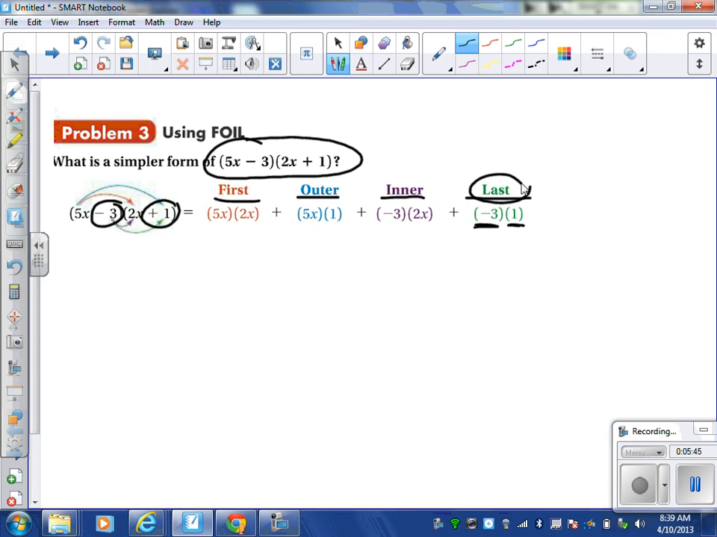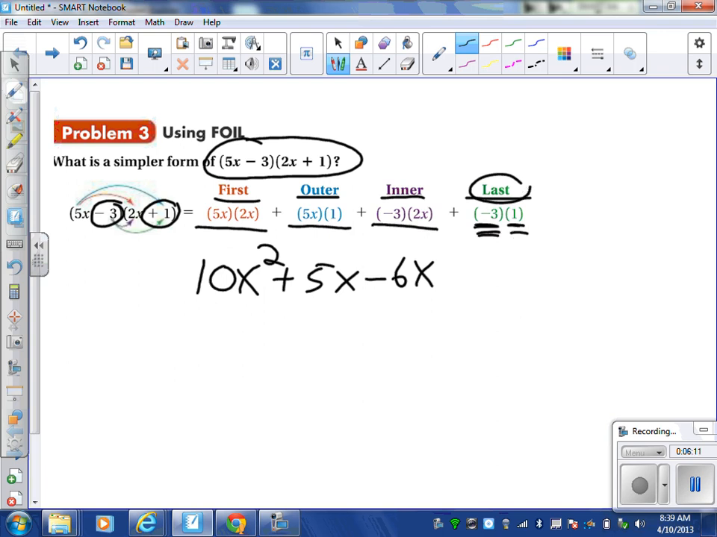What's our next step in doing this? We're going to take 5x times 2x, and we're going to get 10x squared. Plus, we're going to take 5x times 1, and get 5x. And then we're going to take the inner, negative 3 times 2, which is a negative 6x. And then the last one is negative 3 times 1, which is a negative 3. We take a look at the numbers that we have. Do we have any like terms? Correct. We have a 5x and a minus 6x.